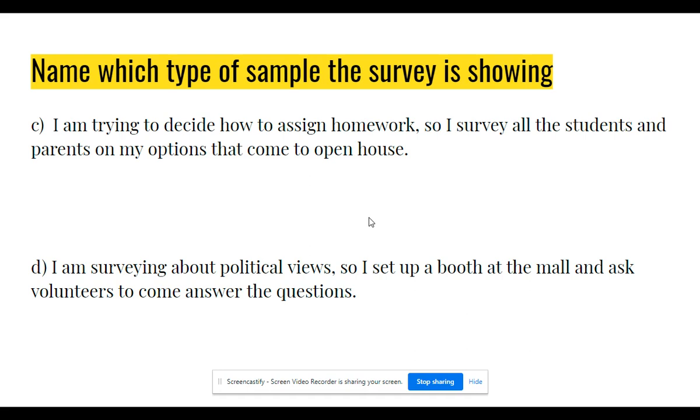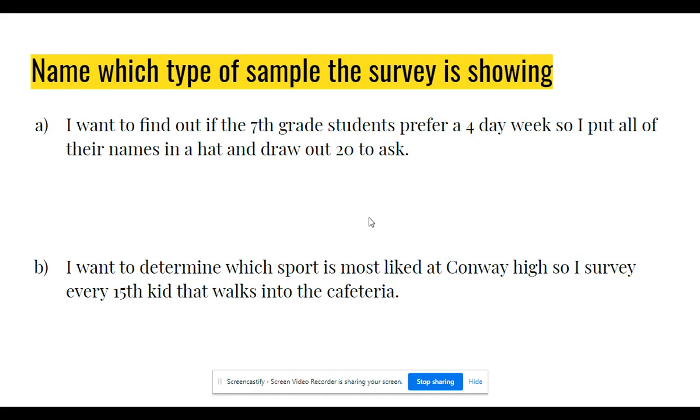All right, I will go back there and tell you the answers to these. This first one, I'm just drawing names out of a hat, so that one is a simple random because it's random and it's super simple. That's how I always think about it. This one, I want to determine which sport is most liked at Conway High, so I survey every 15th kid. That's a systematic random because I'm being very systematic in it. Every 15th kid is who I'm asking.